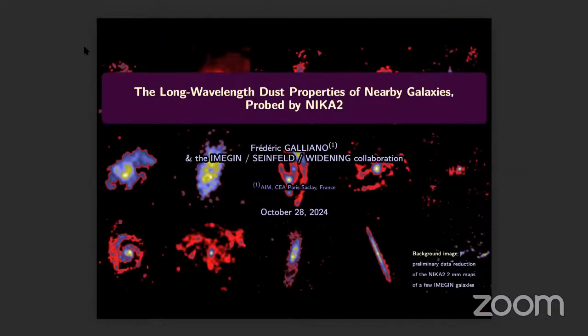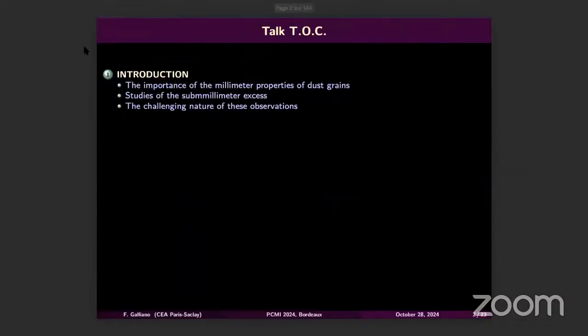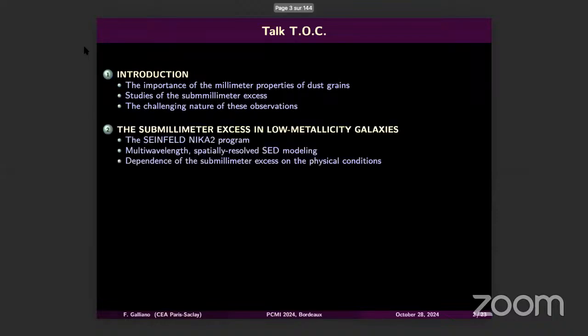Okay, thank you. So I'm going to give you a brief overview of several projects that the collaboration I'm working with is doing about nearby galaxy observations with this NIKA2 camera, which is an array at the IRAM 30-meter telescope that observes at 1.2 and 2 millimeters of wavelength. So I'm first going to give you a brief motivation of why what we do is important.